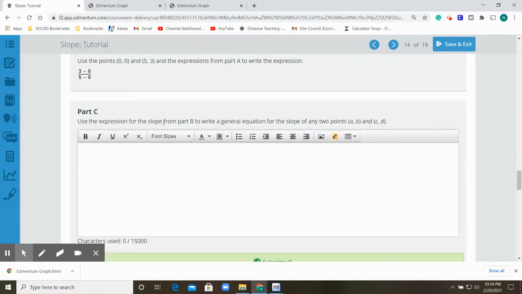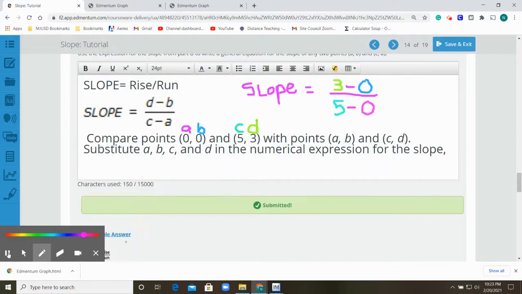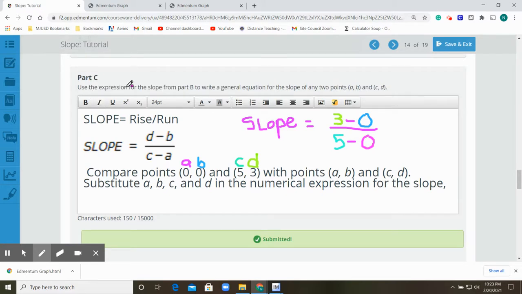Use the expression for the slope from part B to write a general equation for the slope of any 2 points, A, B and C, D. All right, so for this part, they want you to use the expression for the slope from part B. That's this here. And write a general equation for the slope of any 2 points, A comma B and C comma D. So slope equals D minus B over C minus A.